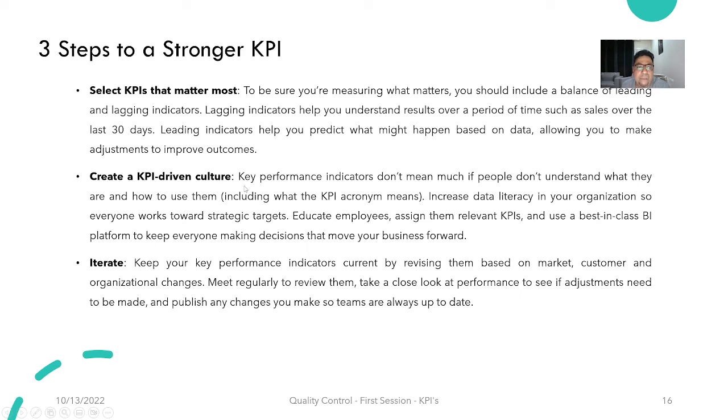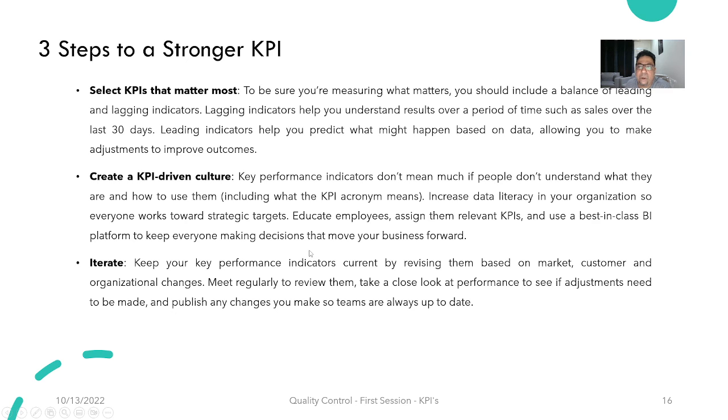Create a KPI driven culture. What does driven culture mean? Key performance indicators don't mean much if people don't understand what they are and how to use them. You have to explain to your people, your employees, what the KPIs are, why we need KPIs within our organization, and how we are going to apply them. So you have to make it simple for your people first to understand what the KPIs are and how to use them, and use a best in class BI platform to keep everyone making decisions.